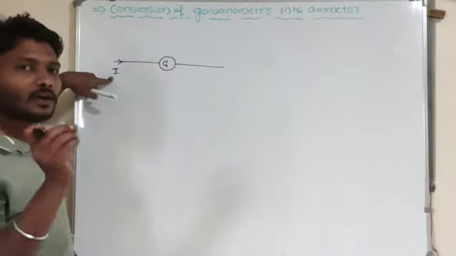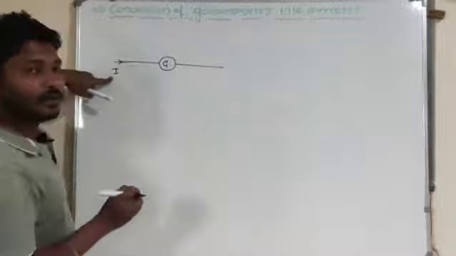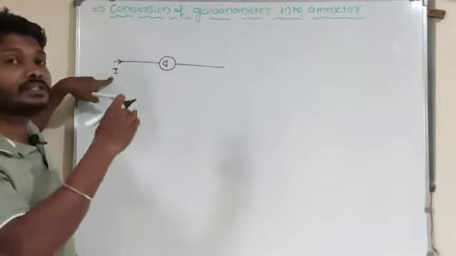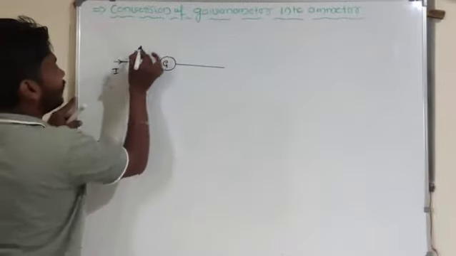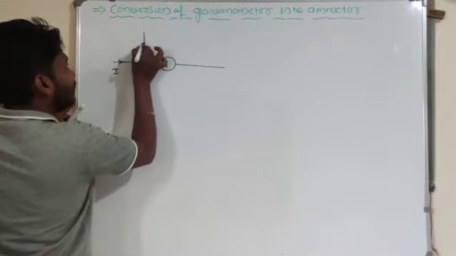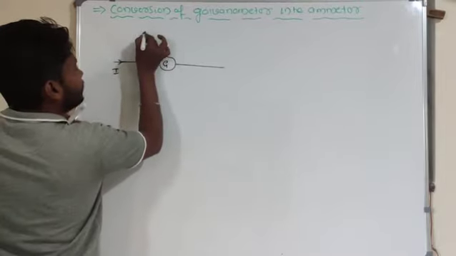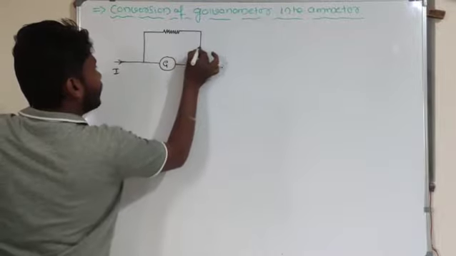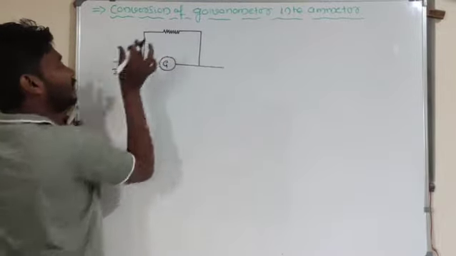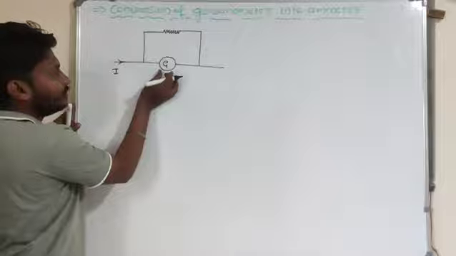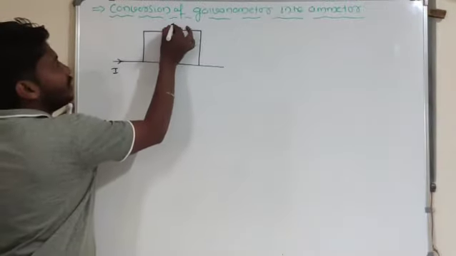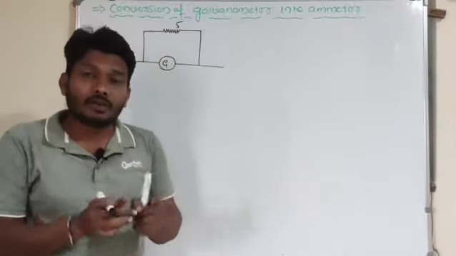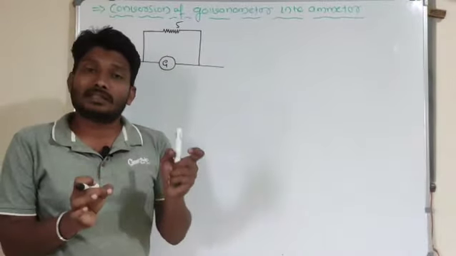In order to send a low amount of current, I will take one small resistance for this galvanometer and connect it in parallel to the galvanometer. This is a small resistance wire. The combination of the galvanometer and the small resistance, that small resistance I will represent by the letter S. That small resistance we can also call the shunt resistance.